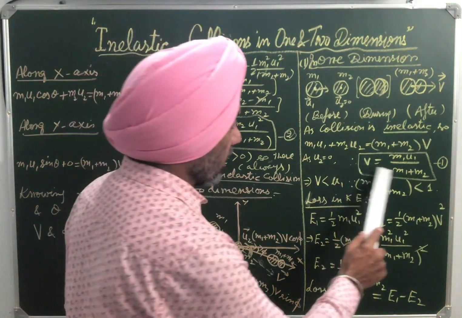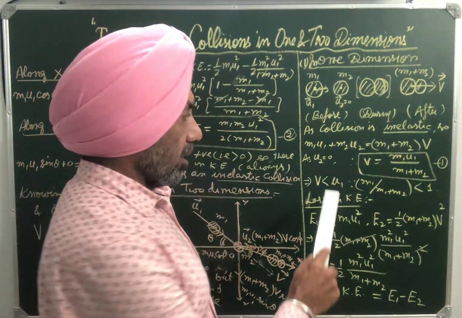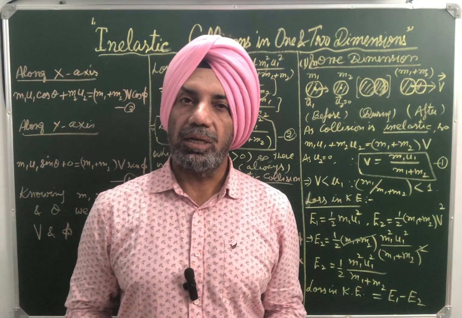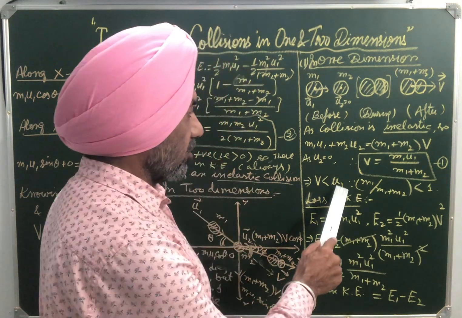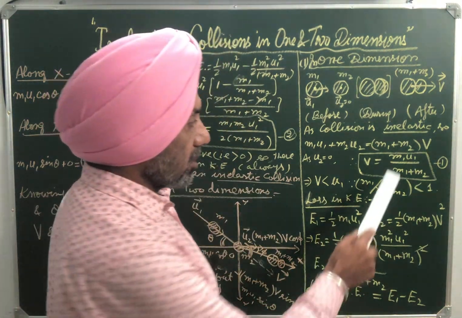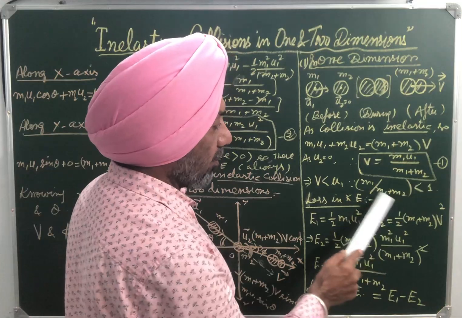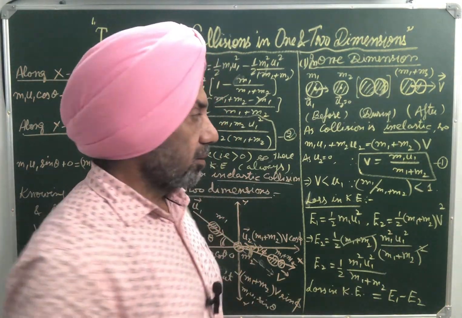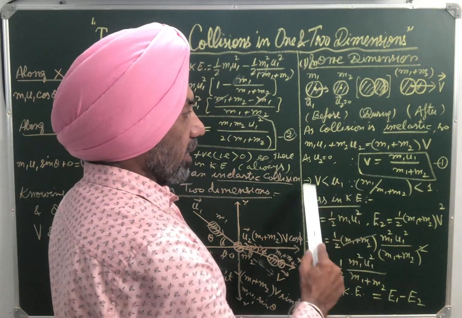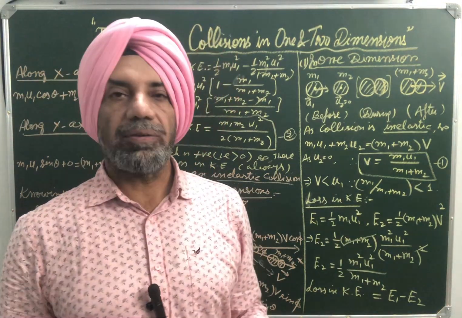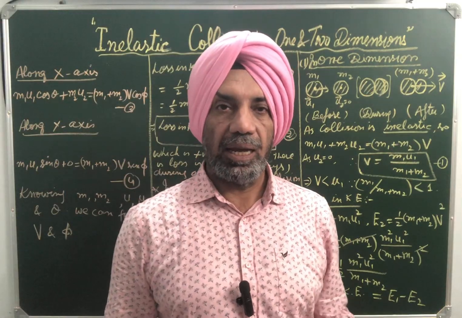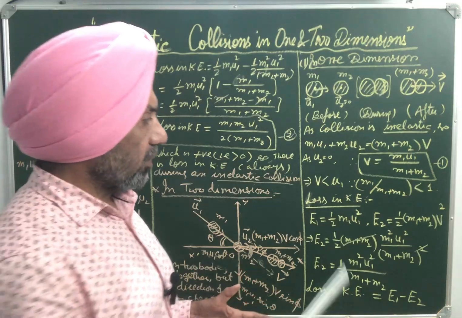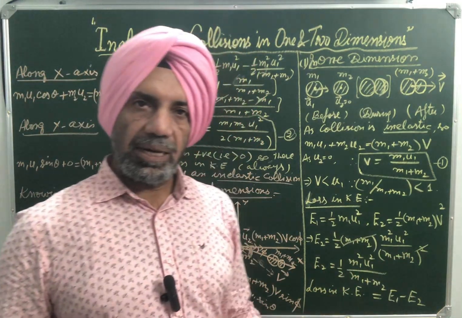And from this equation it is very clear that the velocity of combination is always less than the velocity of body A, that is the initial velocity u1, because this m1 upon m1 plus m2 is less than 1 when m2 is not 0. So it means there is always a loss of kinetic energy during an inelastic collision. So loss of kinetic energy takes place, and we can calculate the loss of kinetic energy also.